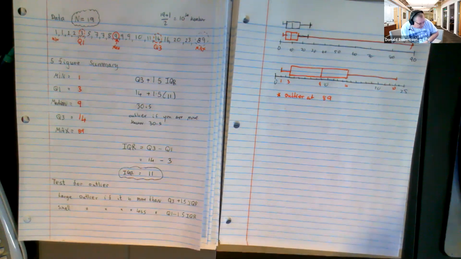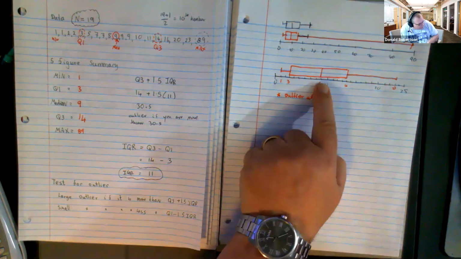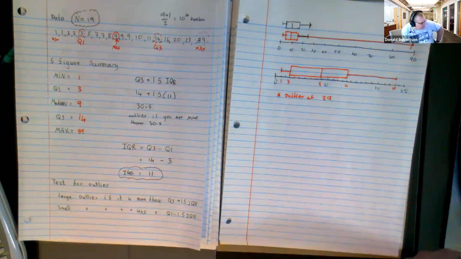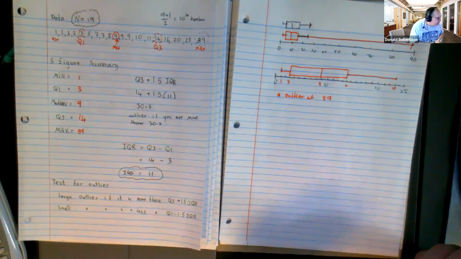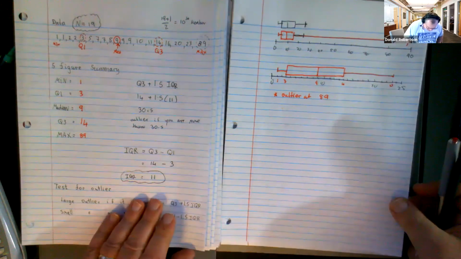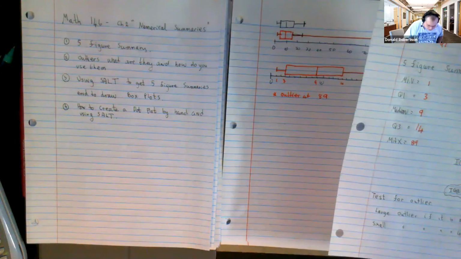Are we cool with how to test for an outlier and how you adapt your box plot to cope with any outlier that you may have? Right, now if you don't have an outlier, the box plot's the same box plot that we did yesterday, right? Everything's the same, no real changes. Any questions, or are we good so far? Okay.